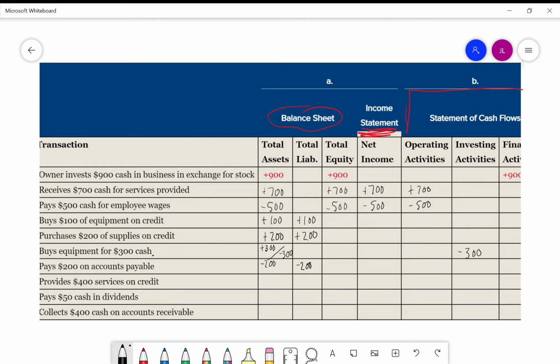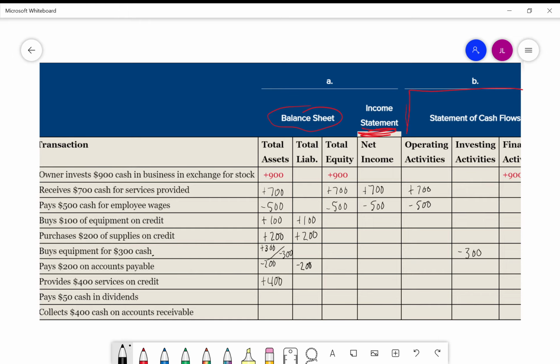Number 8, or the eighth one here, providing $400 services on credit. Oh, wait, look at this. Even though we didn't receive cash here, we still have the legal right to collect because we did provide a service or good to someone and we have the right to collect on those. So basically this means we have an account receivable. Accounts receivable will increase by $400, and that is an asset. So we will have 400 here.